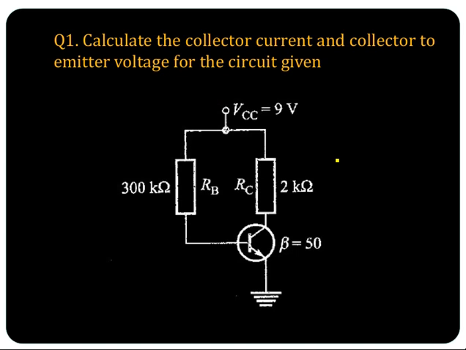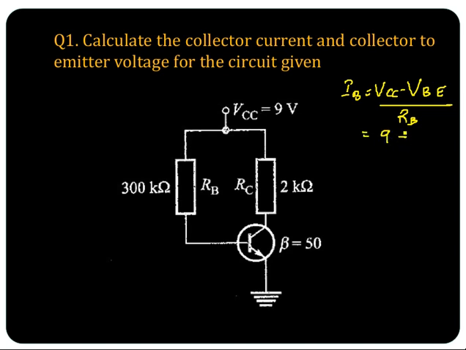Here you can see VCC is equal to 9 volt, RB is 300 kilo ohm, RC is 2 kilo ohm, and beta equal to 50. So what is the first step? The first step is to find the base current. What is the base current? IB equal to (VCC minus VBE) by RB. You know the value of VCC.